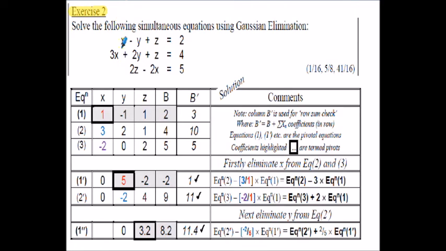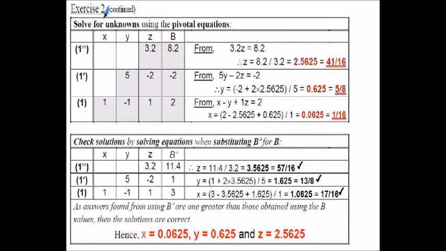Exercise 2 solution, we're solving for the X, Y and Z variables here. I'll let you review the solution at your own pace. Exercise 2 solution, we're finding the values for Z, shown here, for Y, shown here, and for X, shown here. We've got our check solutions for reference also shown.